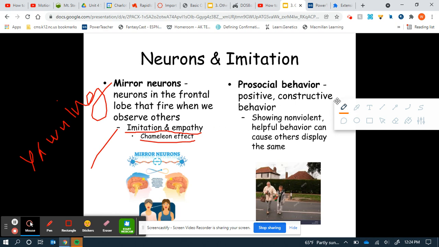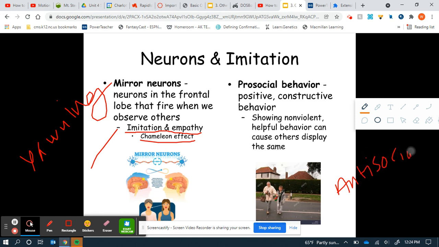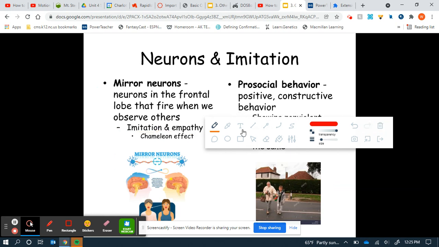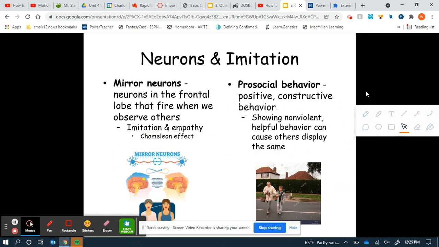They have found that imitation can be positive and negative, as we said. When we observe somebody displaying pro-social behavior, which is positive constructive behavior, we are more likely to show that type of behavior as well. But unfortunately, it works in the opposite way. When we view somebody displaying antisocial behavior, such as in the Bobo doll experiment, we are more likely to imitate antisocial behavior as well, even if we don't totally recognize that we are doing it. Okay? All right, so that is it.